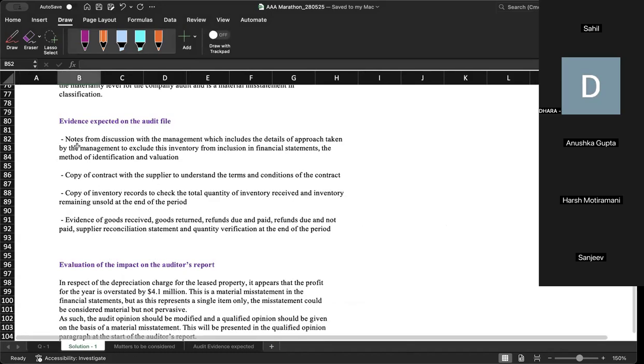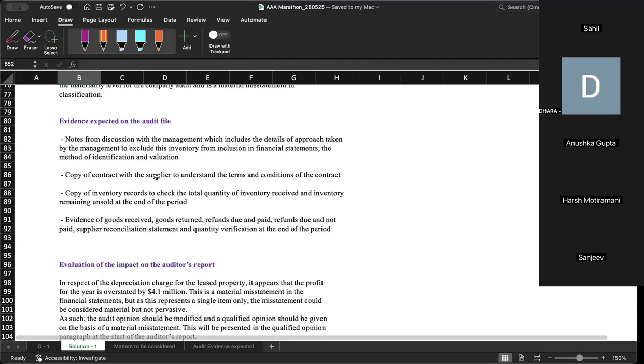So basically, notes from discussion with the management, which contains details of the approach taken by the management to exclude this inventory from inclusion in the financial statements. Basically, when you have consigned inventory, usually they keep it separately in a separate part of the warehouse, or mark it out separately somewhere, or write it down, to ensure that it does not mix with the main inventory that the company has.